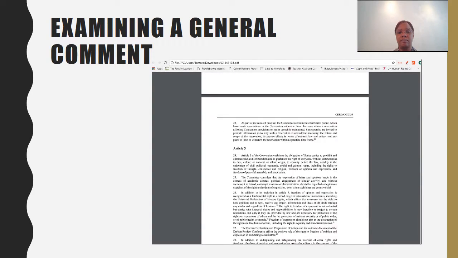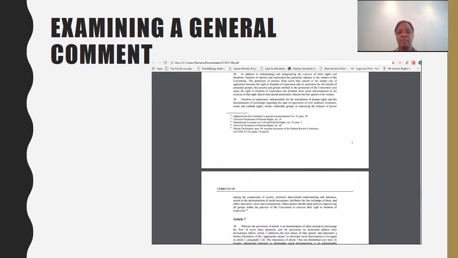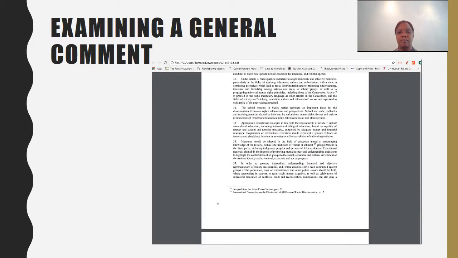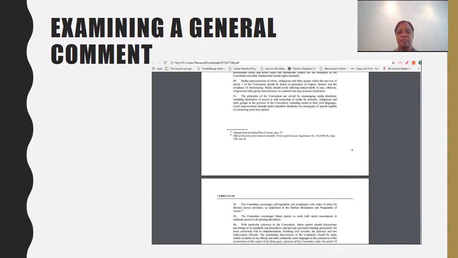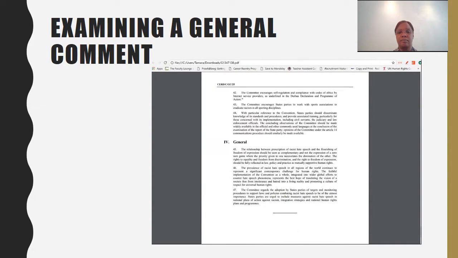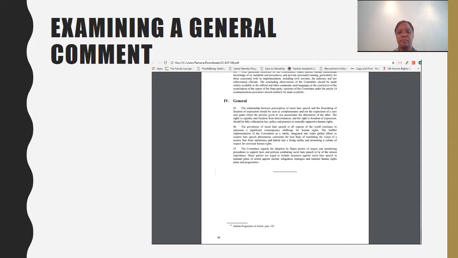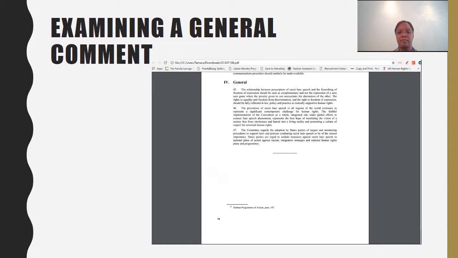I'm just going to scroll down to the end of this recommendation so that you see that various articles inside of the convention are discussed. And then at the end, there's sort of a summary paragraph that generally explains about racist hate speech.